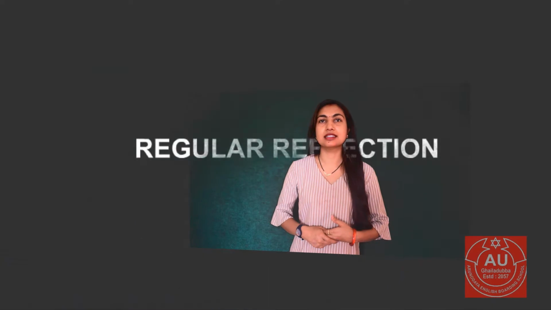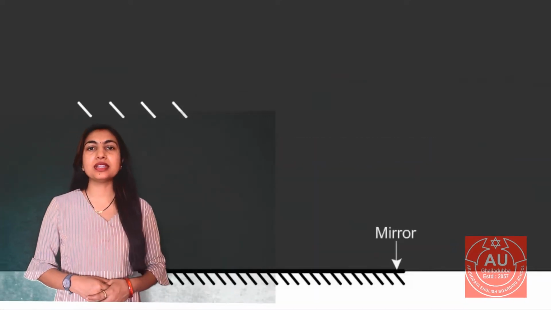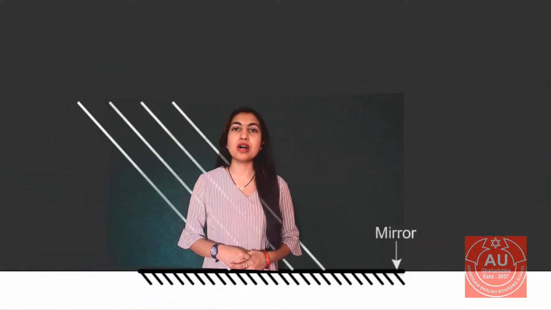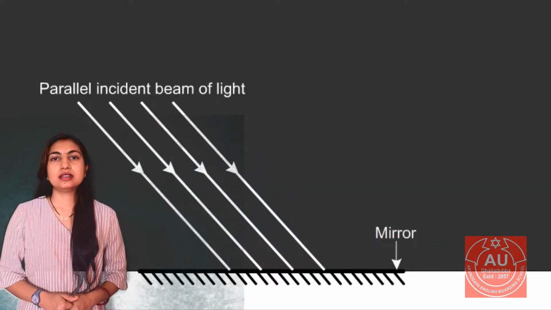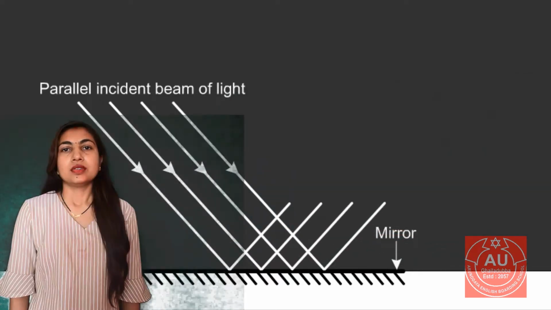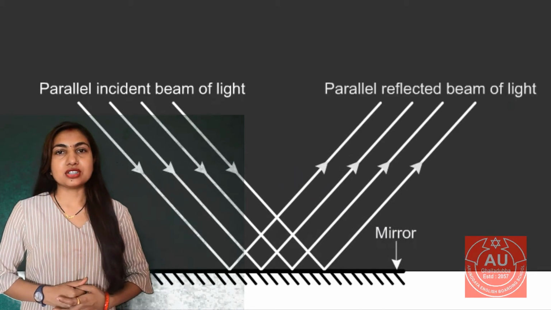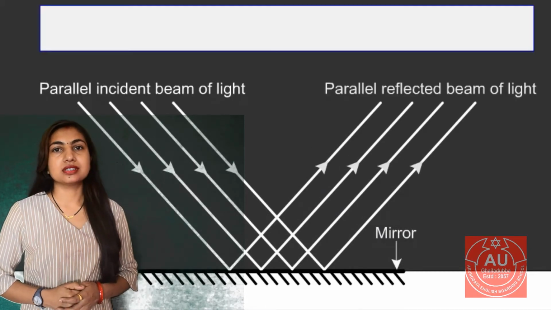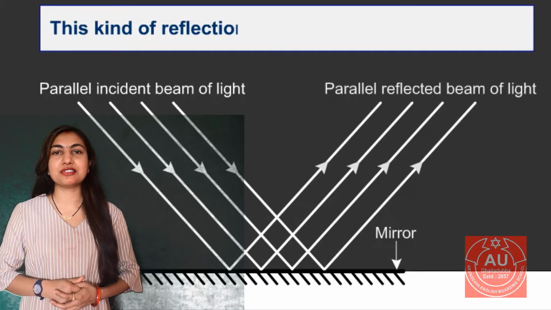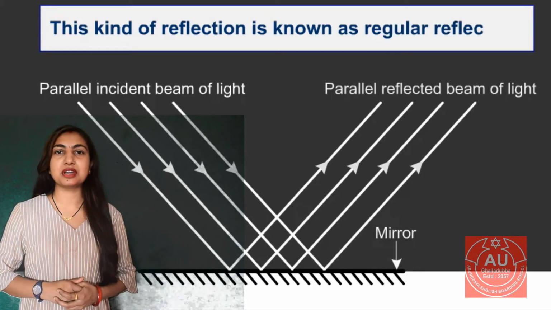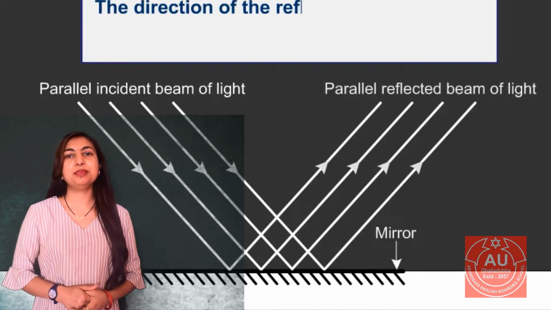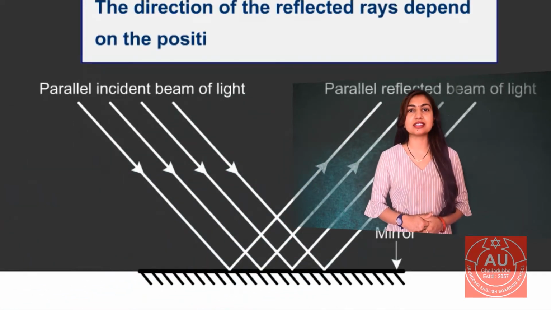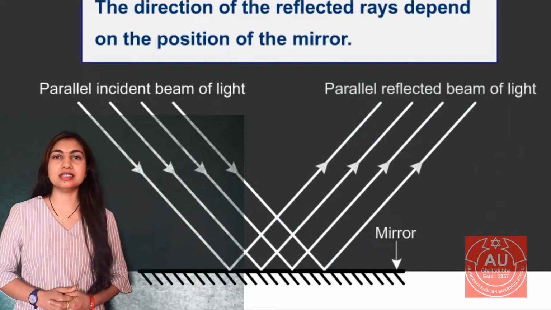Regular reflection. Dear students, when the parallel beam of light falls on the polished or smooth surface like mirror, the reflected beam is also parallel to each other. This kind of reflection is known as regular reflection. The direction of the reflected rays depend on the position of the mirror. Due to regular reflection, the smooth surface appears bright.